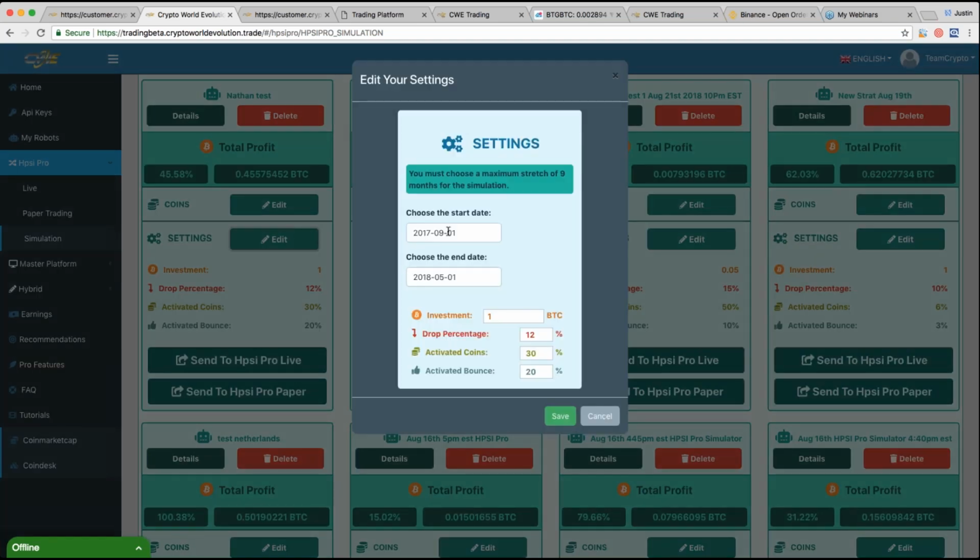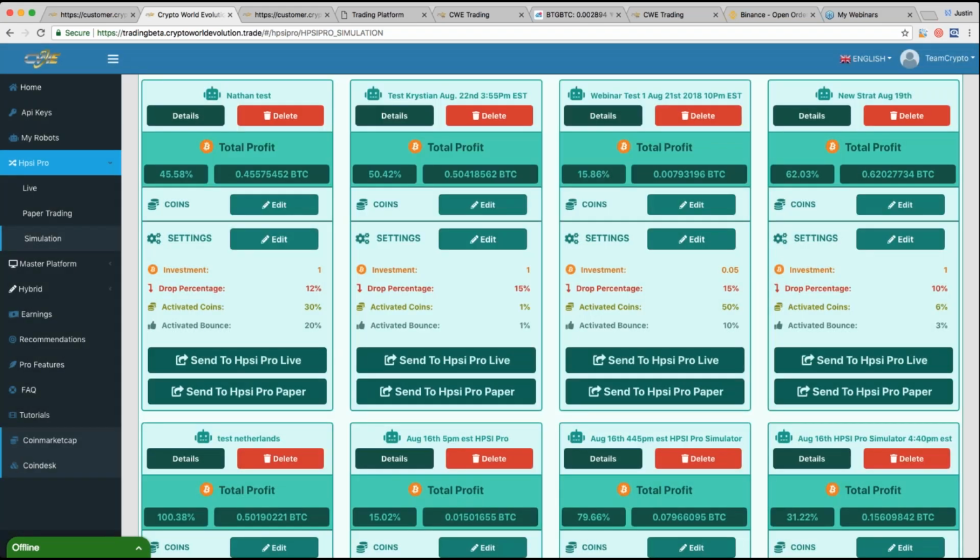If I go in here, I can say, I wonder what my strategy would have done back in November, September 1st to, whatever this is, January, February, March, April, till May 1st of 2018, with a 12, 30, 20, if I would have invested 1 Bitcoin, right? So I click save and I just run the numbers and it brought me 50%.